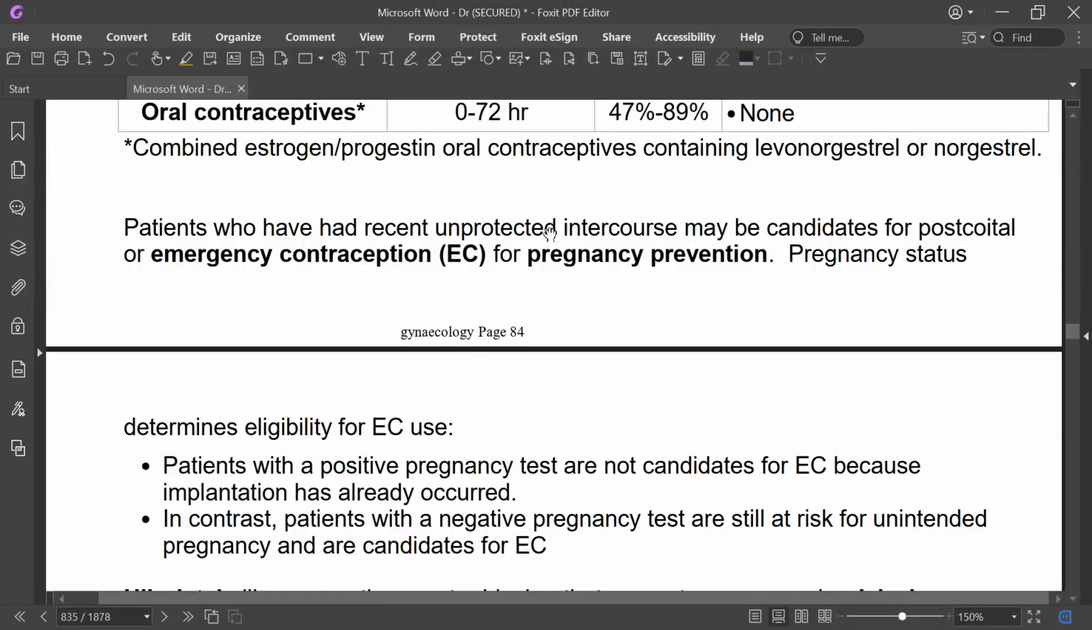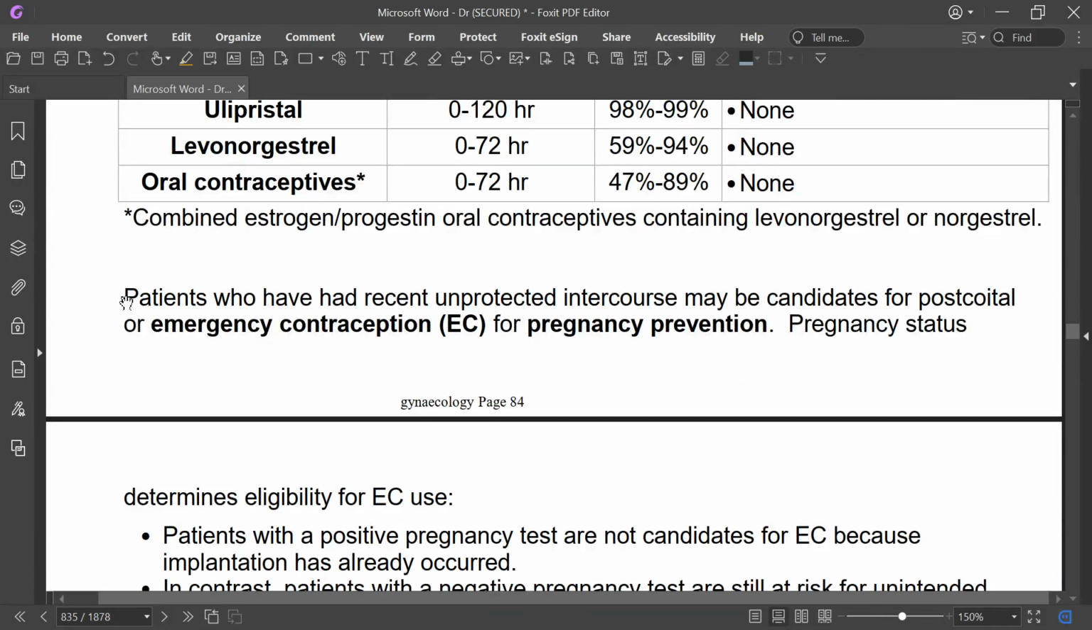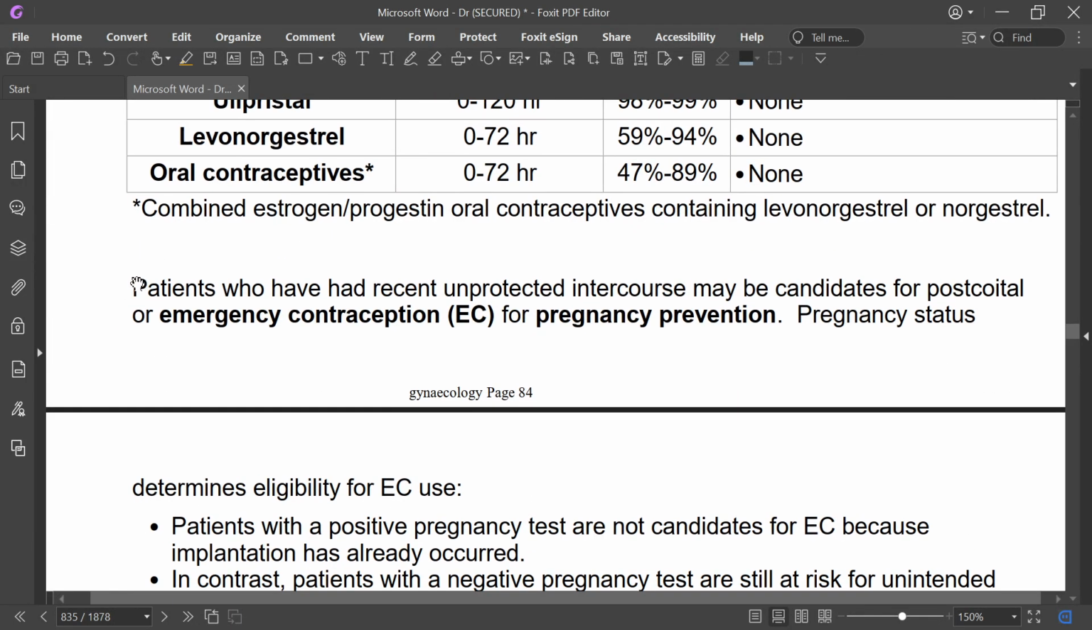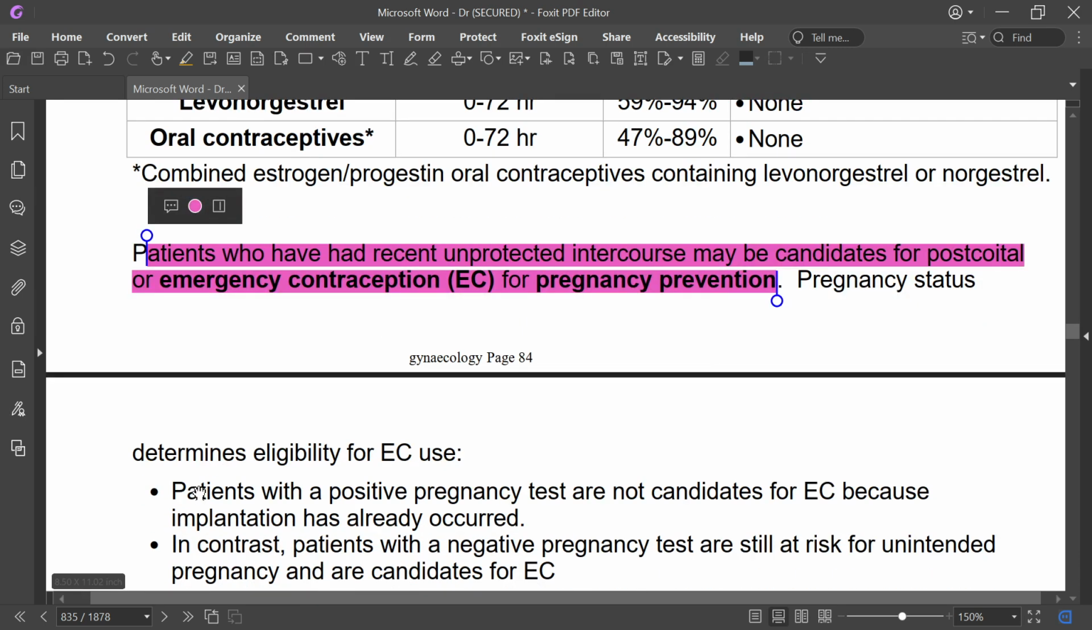Patients who have recent unprotected intercourse may be candidates for postcoital or emergency contraceptives for pregnancy prevention. So these four are emergency contraceptives they can use in unprotected intercourse. Levonorgestrel and OCP 0 to 3 days, and ulipristal and copper IUD 0 to 5 days.